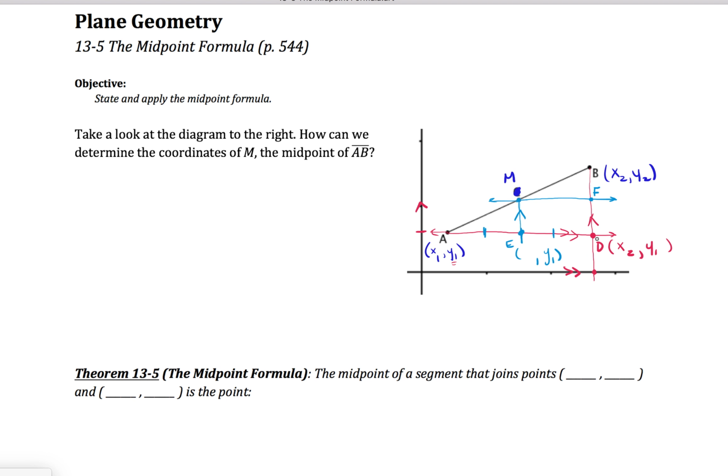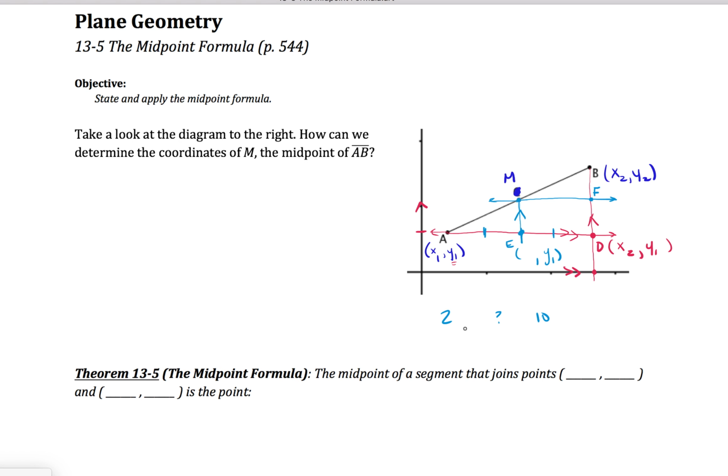And we can get an idea of what the x-coordinate would be, because if the x-coordinate of A is x1 and the x-coordinate of D is x2, that's going to be right in the middle between those points, x1 and x2. Well, how would we find the middle point between two numbers? If this was a 1 and this was a 6, what's in the middle of 1 and 6? Or if this was a 2 and this was a 10, what's in the middle of 2 and 10?